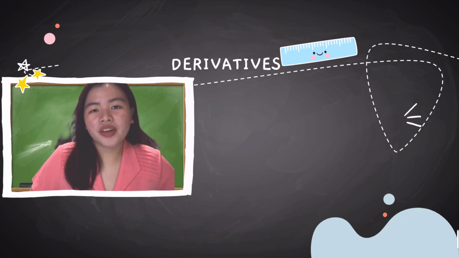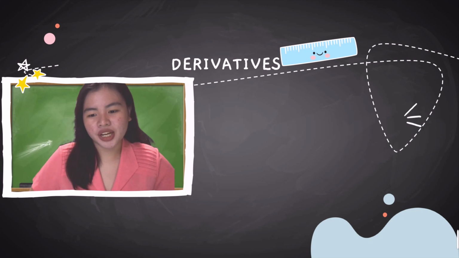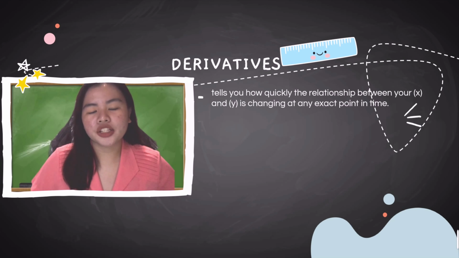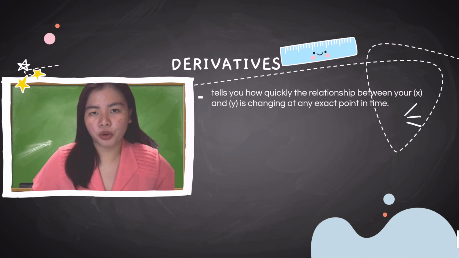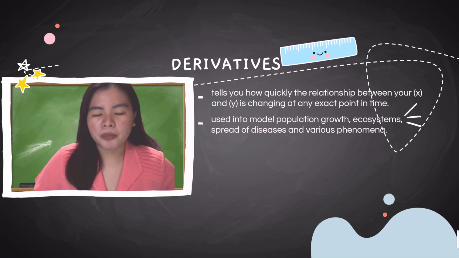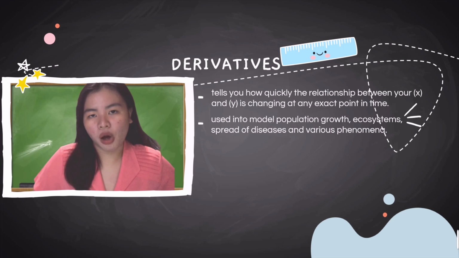So a derivative is an instantaneous rate of change. It tells you how quickly the relationship between your input x and output y is changing at any exact point in time. And derivatives, which are a mathematical model of change and have amazing prediction powers, are extremely useful in our everyday life. As a STEM professional, specifically in the field of biology and chemistry, derivatives are used to model population growth, ecosystems, spread of diseases, and various phenomena.